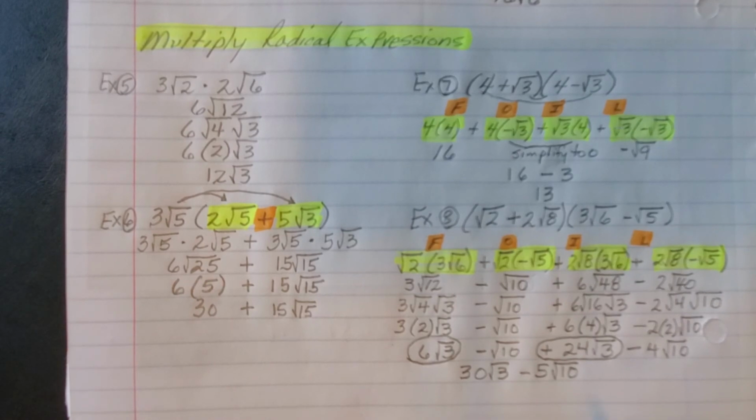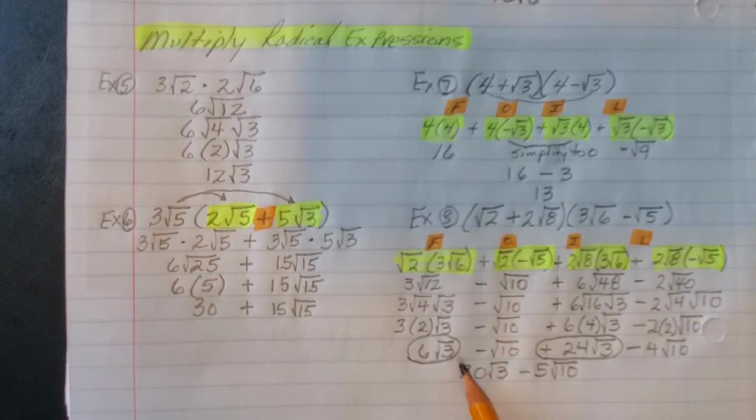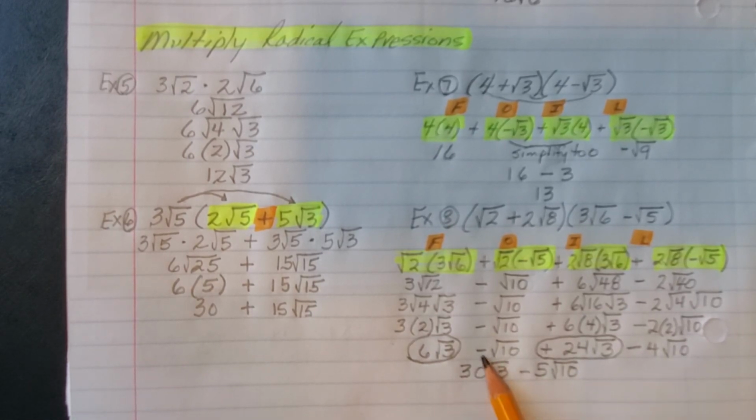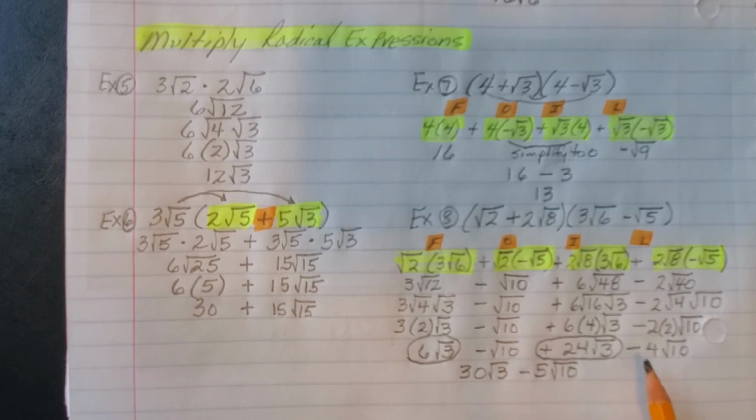And now we put together the like radicands, square root of 3 and the square root of 3. So now we can add 6 plus 24 is 30 square roots of 3. Think of 6x plus 24x is 30x, where x is the square root of 3. We can put these 2 together because the radicands are the same: negative 1 minus 4 is negative 5 square roots of 10. Think of negative y minus 4y would give you negative 5y, and the y is the square root of 10.